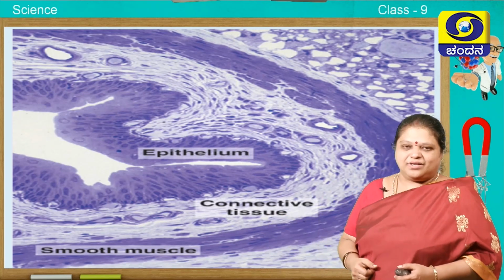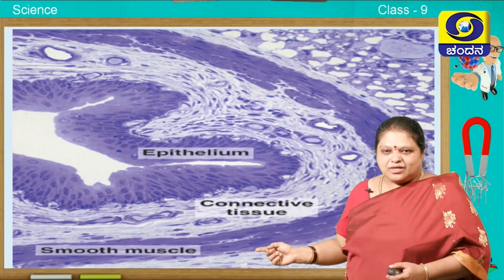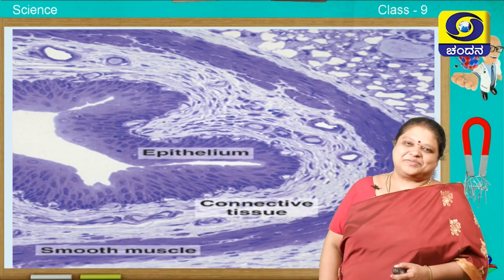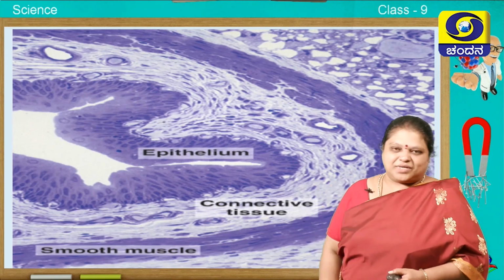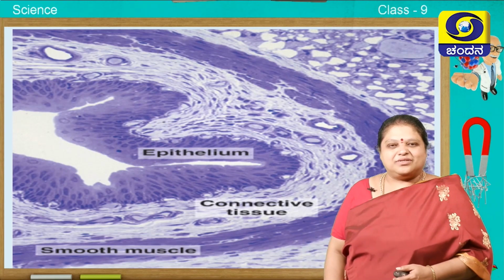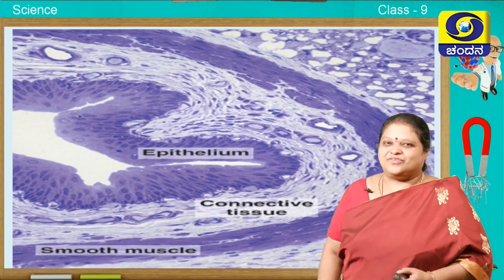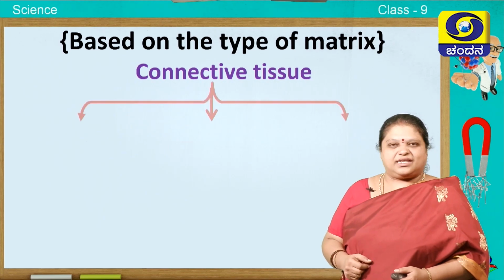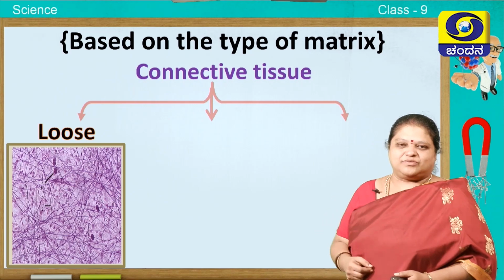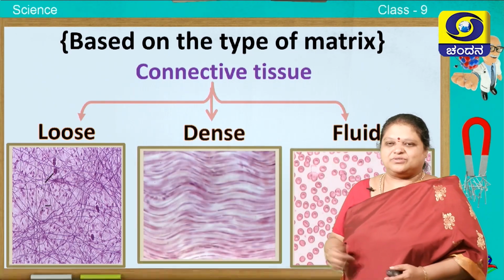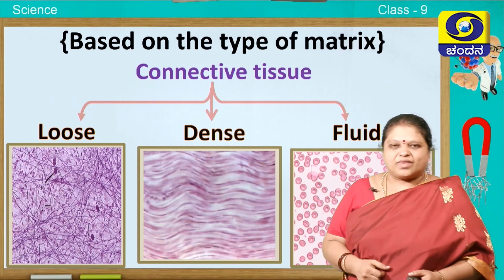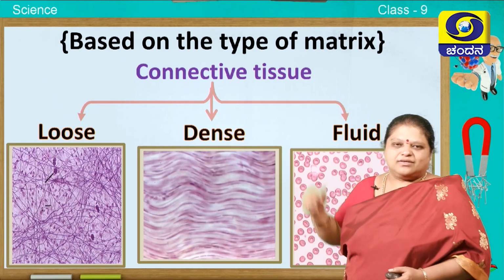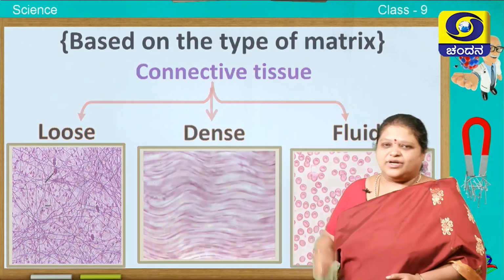Here is one more example. Inside you find epithelial tissue, outside you find smooth muscles, in between that you find this connective tissue. So it is connecting epithelium to the muscles. So like this, connective tissue connects various parts of the body. Based on the type of matrix present, connective tissue is basically of three types. One is the loose connective tissue, next is the dense connective tissue, and finally the fluid connective tissue. So we will see what is this matrix also. We will also see what these are: loose connective, dense connective and fluid connective tissue.